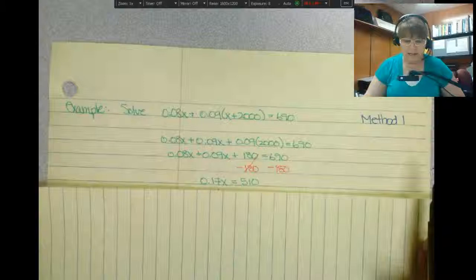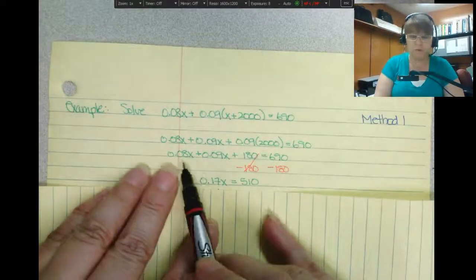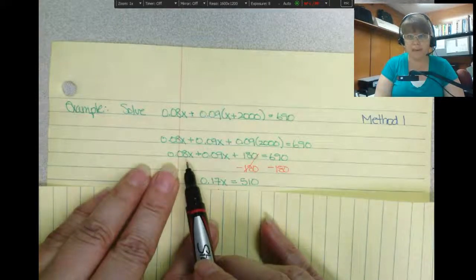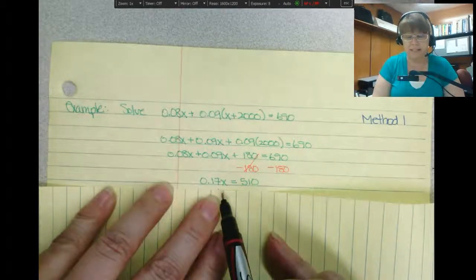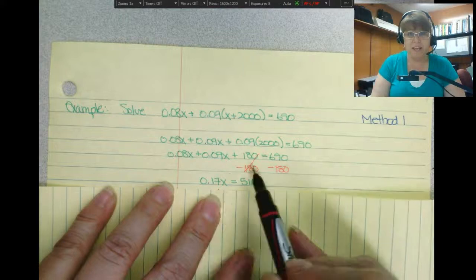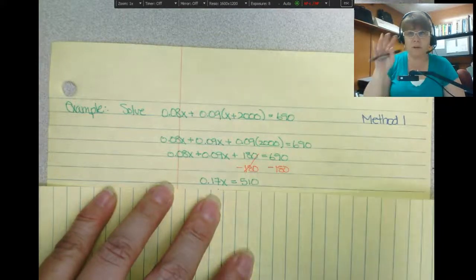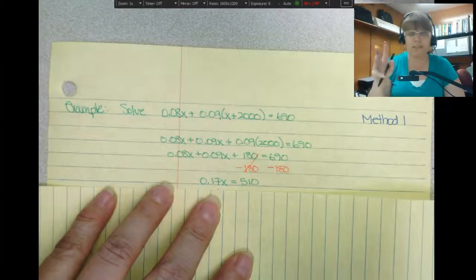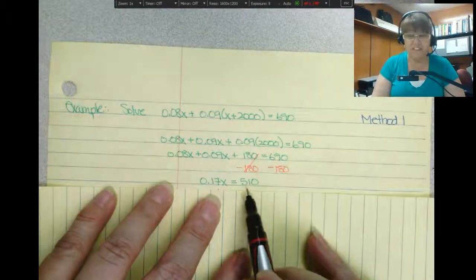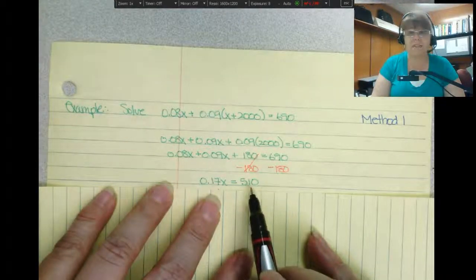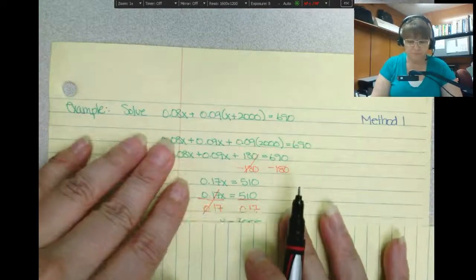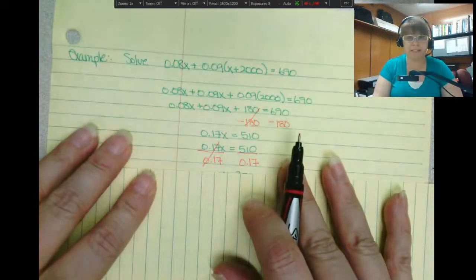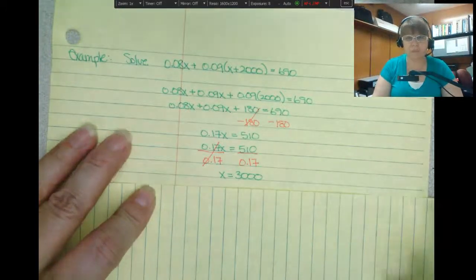I'm going to combine like terms for the 0.08x and the 0.09x, giving me 0.17x. I'm going to subtract the 180 to bring my constants to the right hand side, leaving me 510. I divide by the coefficient, which is 0.17. If I divide both sides by 0.17, x equals 3000.